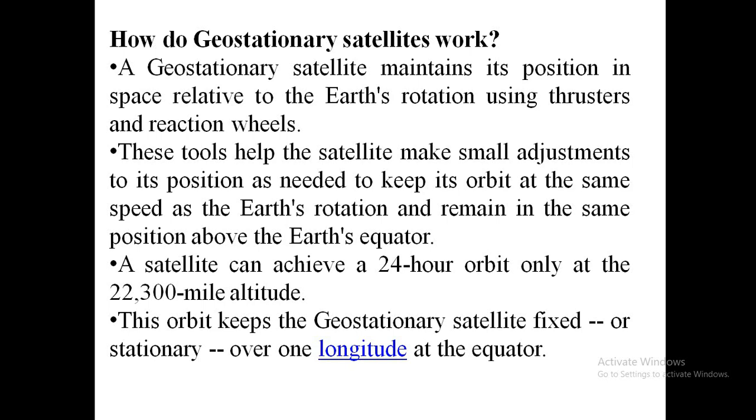How do geostationary satellites work? A geostationary satellite maintains its position in space relative to the Earth's rotation using thrusters and reaction wheels. These tools help the satellite make small adjustments to its position whenever needed in order to keep it on track in its orbit at the same speed as that of the Earth's rotation and also remain in the same position above the Earth's equator. A satellite can achieve a 24-hour orbit only at a 22,300 mile altitude. This orbit keeps the geostationary satellite fixed or stationary over one longitude at the equator.